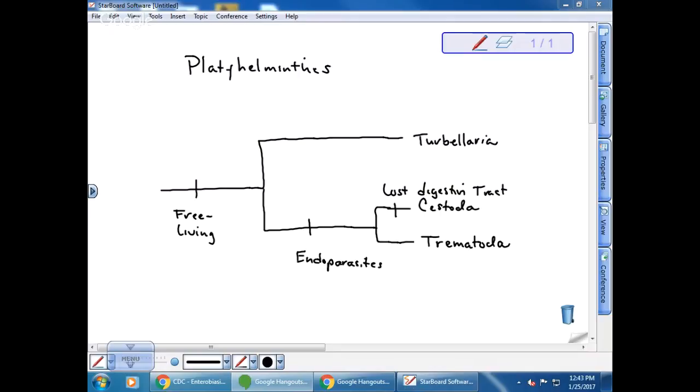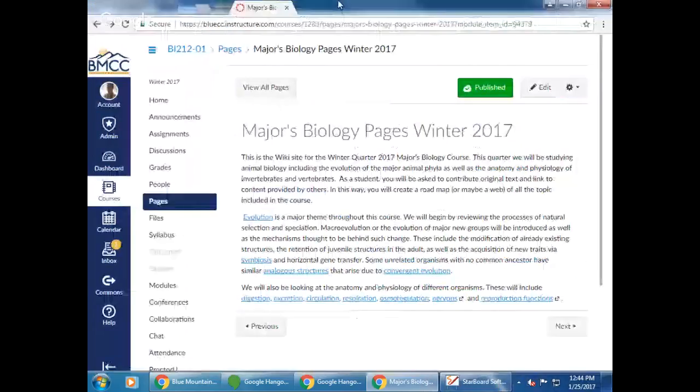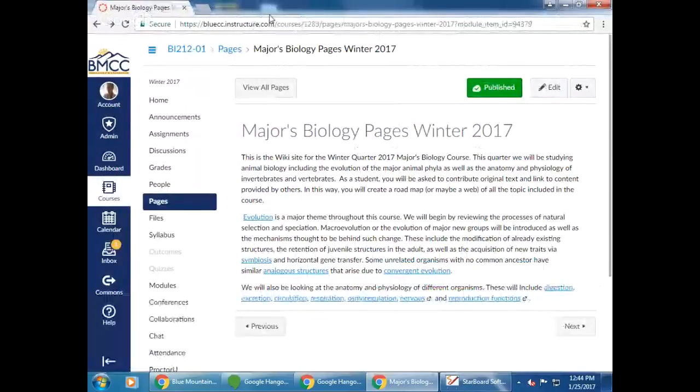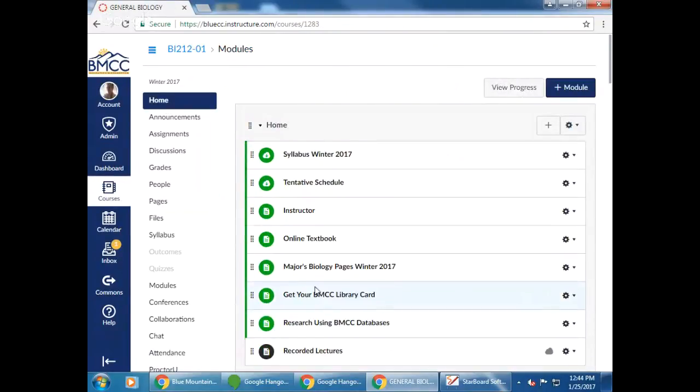Okay. So then you want to write down what you picked in your notes. And then you'll notice when you go to Canvas that there is a new assignment. When you go to your Canvas webpage, you go to Home. Right here is the majors biology pages, and this is kind of like a summary of the topics that we covered during the quarter.